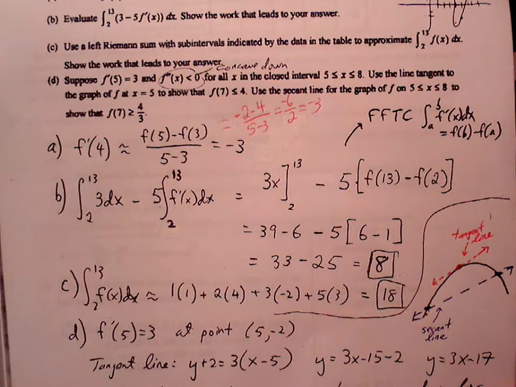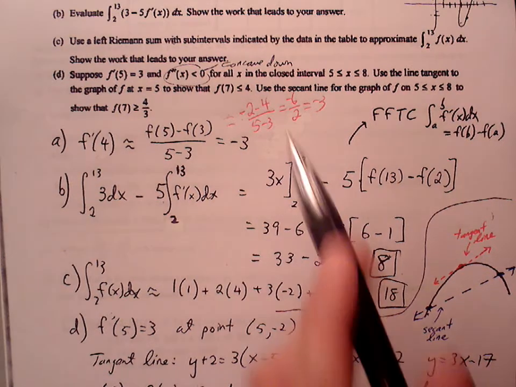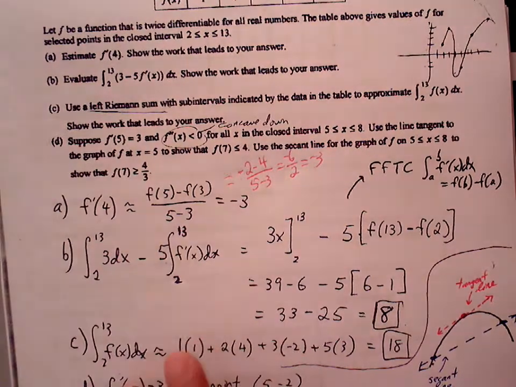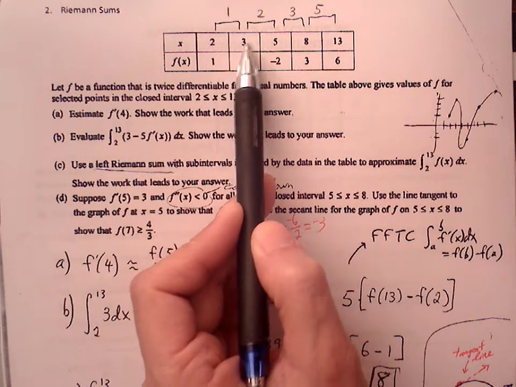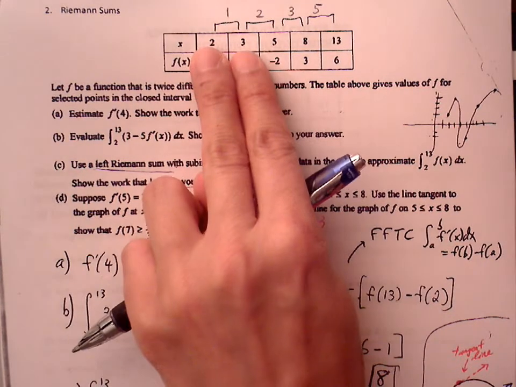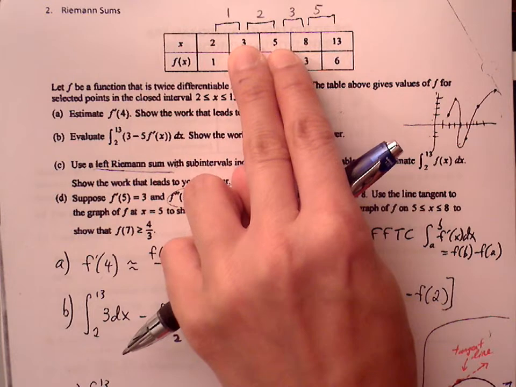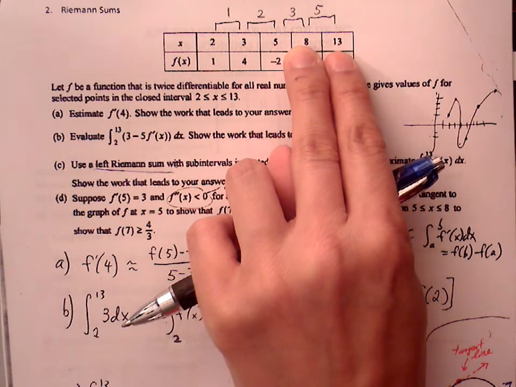Part C, use a left Riemann sum with subintervals indicated by the data in the table to approximate the definite integral from 2 to 13. So we want to use a left Riemann sum for part C. So we go to our table of values. We split them up into 4 subintervals. For each subinterval, we can subtract the x's to get the width. So 3 minus 2, that's a width of 1. 5 minus 3, that's a width of 2. 8 minus 5, that's a width of 3. 13 minus 8, that's a width of 5.